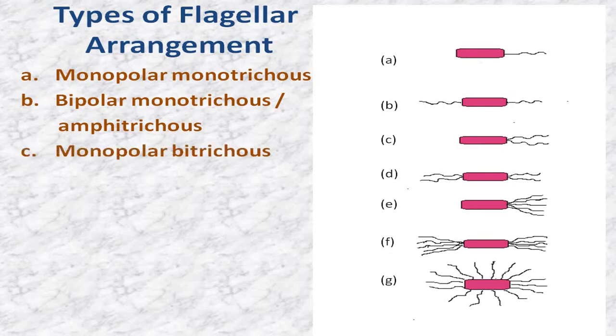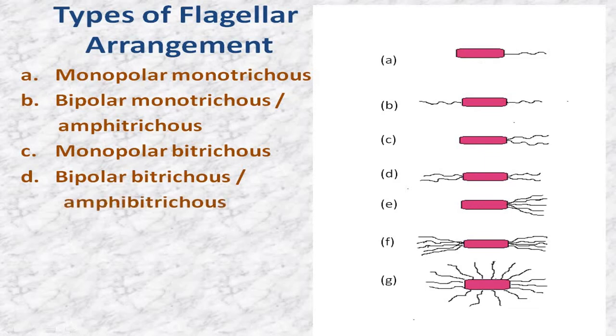If two flagella arise from one pole only, it is called monopolar bitrichous. If two flagella arise from both ends or both poles, it is called bipolar bitrichous, also called amphibitrichous. If a tuft of flagella arises at one end or one pole, it is called lophotrichous.